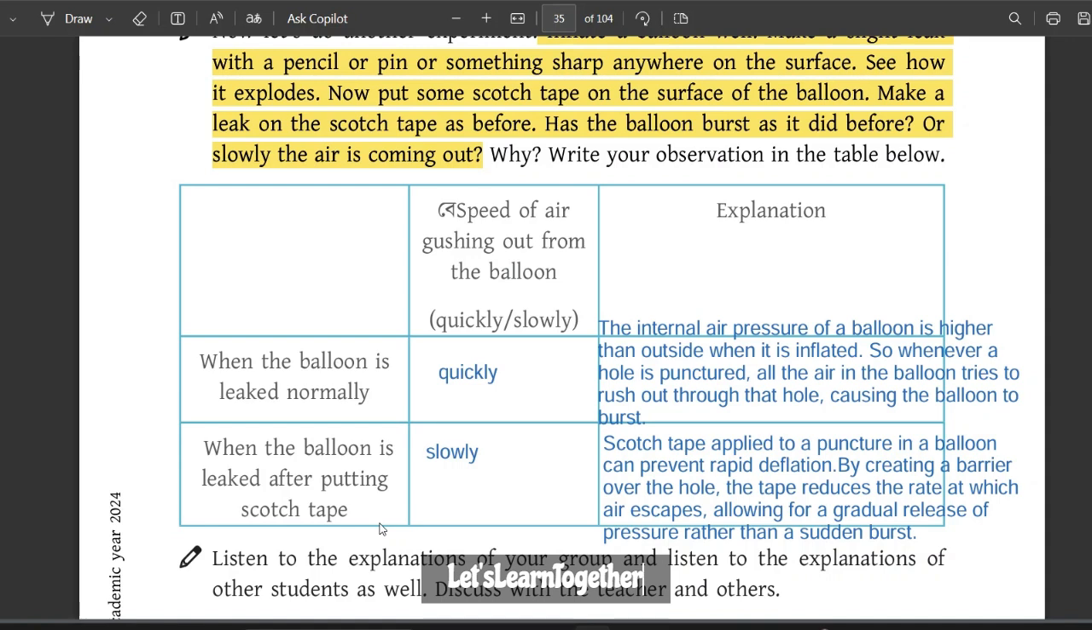But when we attach a scotch tape over that area where we are going to prick, while we prick at that, we will see that the air is escaping the balloon, but in a gradual process, slowly the air is coming out of the balloon. Why?